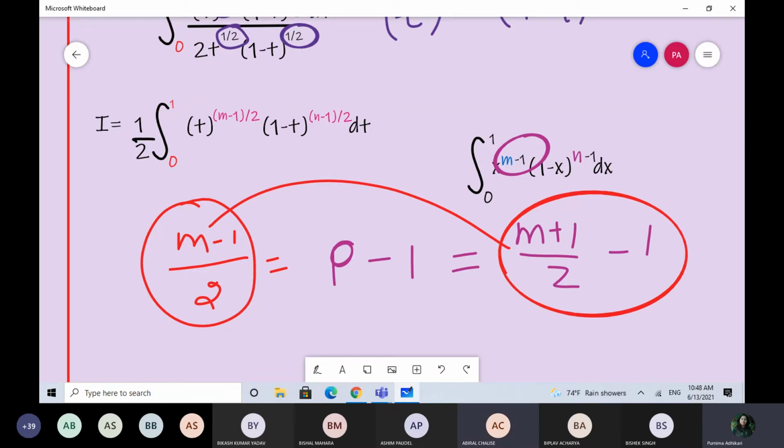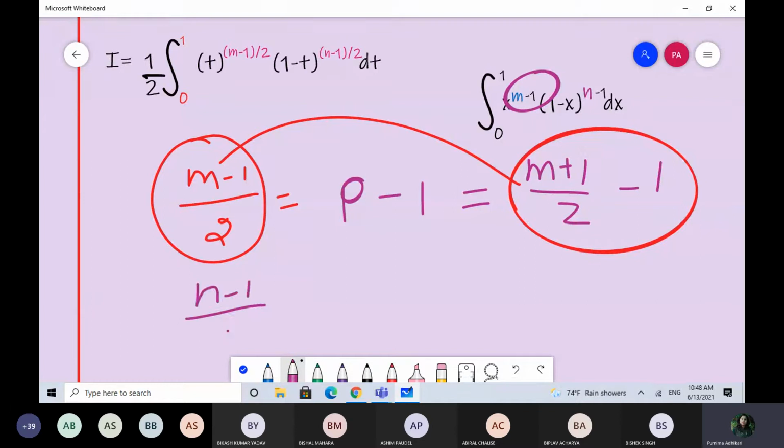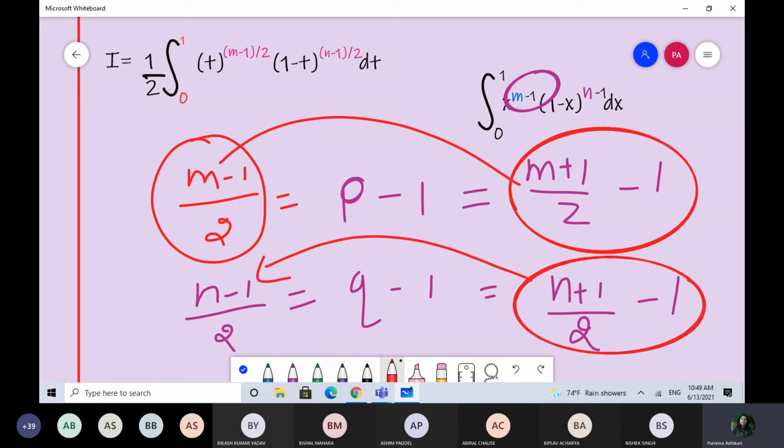Yes, ma'am. Okay. Similarly, now it is clear. How can we write this power of 1 minus t? Our power is n minus 1 by 2. This is some number minus 1. Okay, and what is that some number? This n plus 1 by 2. So now you can see that this is exactly the same. Okay, so we got to know what the values are.